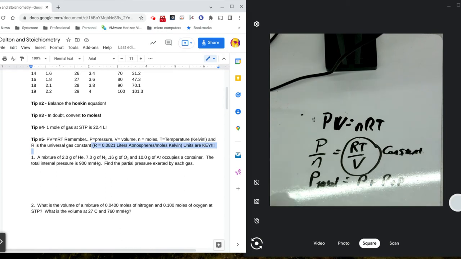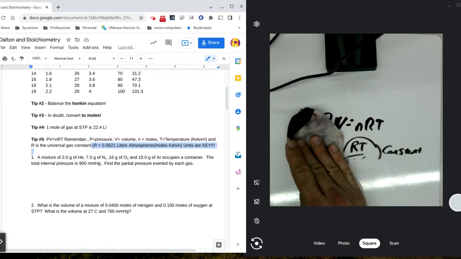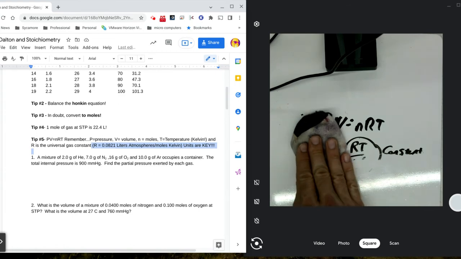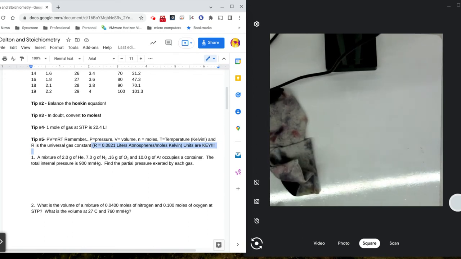So that might help. Number two says, what is the volume of a mixture of 0.4 moles of nitrogen and 0.1 mole of oxygen at STP? Okay, so here's the easiest way to solve this. This right here is kind of a trick question. It doesn't matter what the gas is. What matters is just the total number of moles. That's all that matters. And they want the total volume for whatever moles is in there.